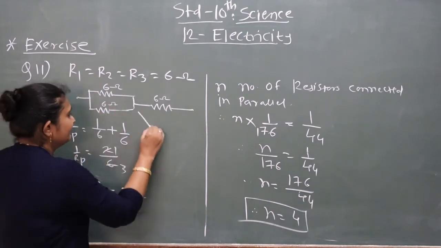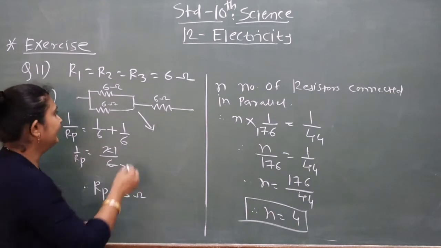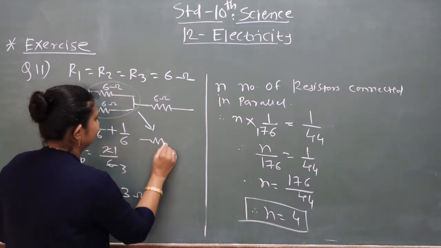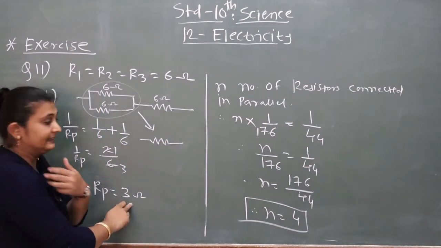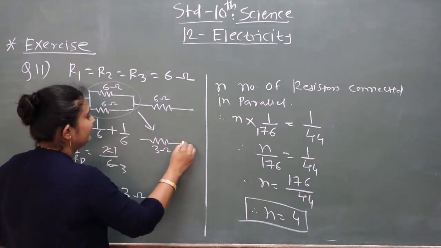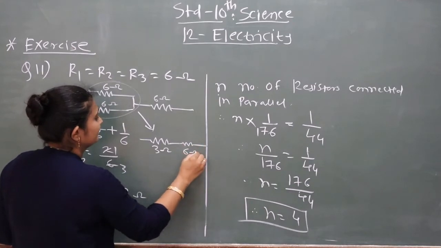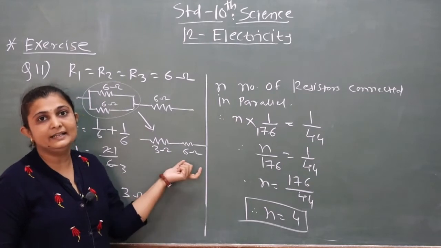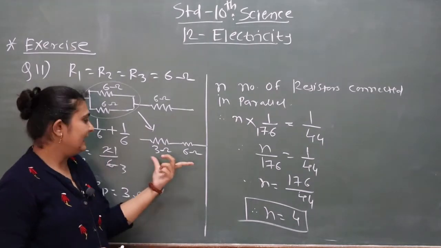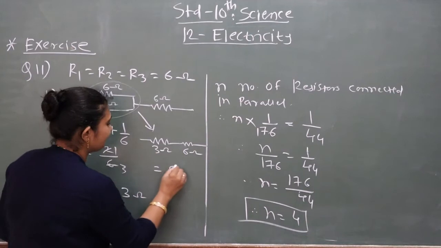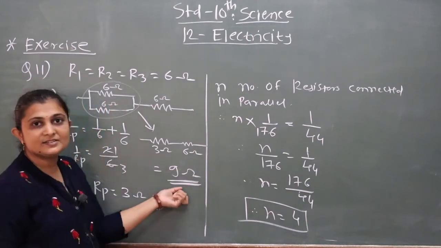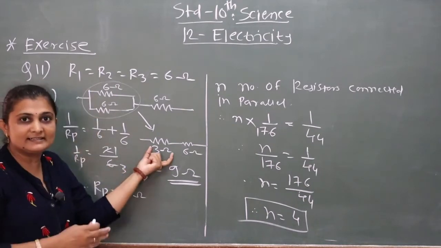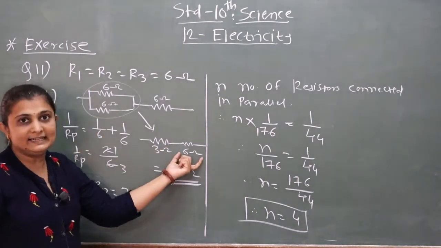It means if we have to reduce the circuit, the parallel combination of these two resistors is 3 ohm, and this resistor has the resistance 6 ohm. Now these two are in series, so simply add these two, we get the 9 ohm. Understood? First two are in parallel, and after the equivalent resistance the third is in series, so you get the answer 9 ohm.